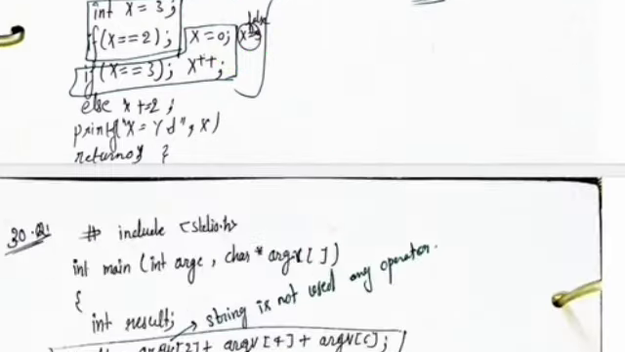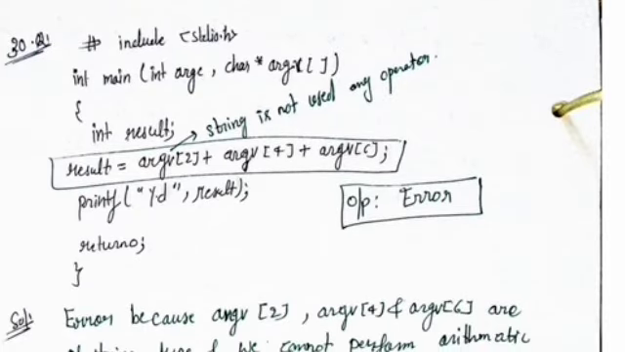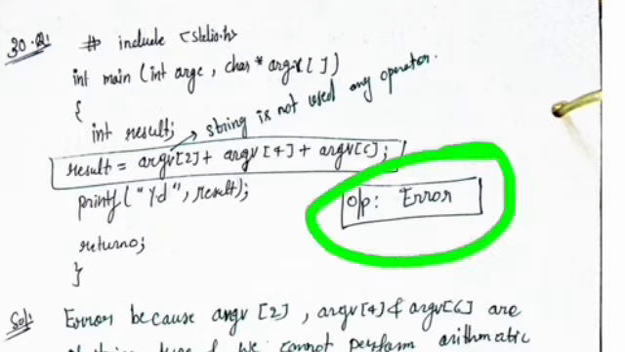Now come to the next question, question number 30. #include stdio.h, int main, int argc, char pointer argv, int result equal to argv[2] and argv[4] plus argv[6], print the result and return 0. So what is the output of this program? The output of this program is an error, because here argv[2] is a string and no operator is used.